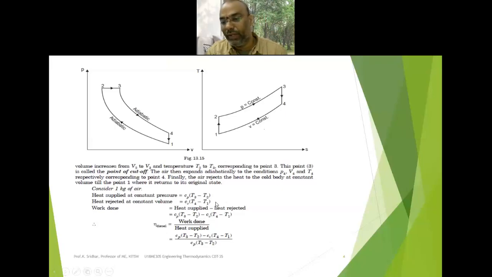Now, as usual, we have to derive the air standard efficiency of the diesel cycle and also the mean effective pressure. We know that the efficiency formula is output by input, so in this case, work done by heat supplied. Work done is nothing but heat supplied minus heat rejected. Heat is supplied according to the constant pressure process, so it is m Cp into (T3 minus T2). Heat rejected takes place during process 4 to 1 at constant volume, so it is m Cv into (T4 minus T1).